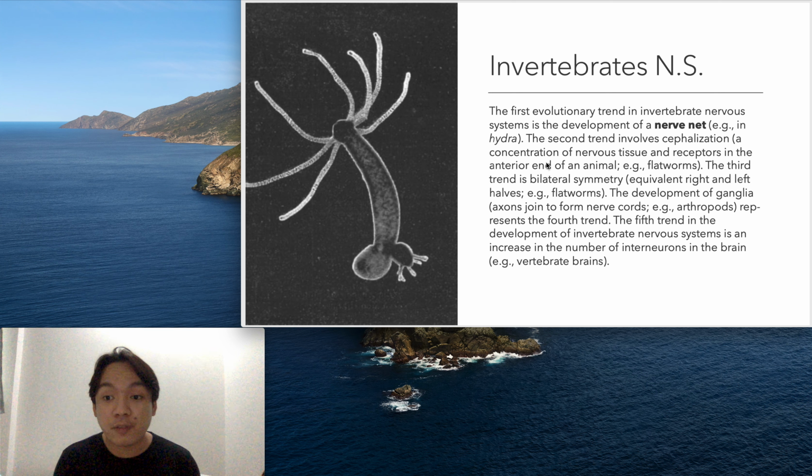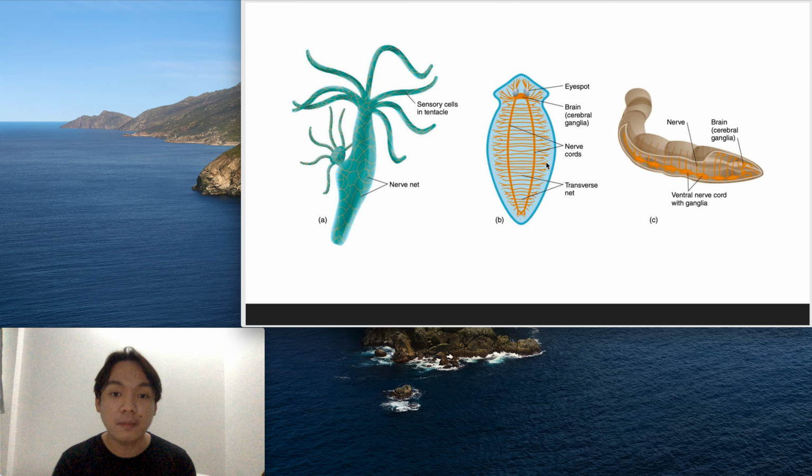The development of ganglia represents the fourth trend. The fifth trend is the development of the invertebrate nervous system in an increased number of the interneurons found in the brain, let's say for the vertebrate brains. So for number one, letter A, it's Hydra. It has nerve nets. Try to look at the sensory cells in the tentacle.